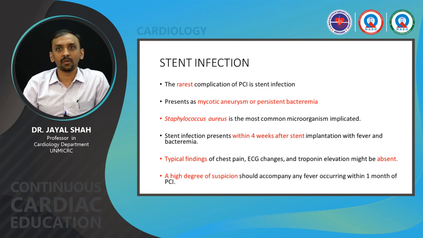Staph aureus is the most common microorganism implicated, and the stent infection usually presents within 4 weeks after stent implantation, and typical findings of chest pain, ECG or other biomarkers might be absent. A high degree of suspicion is required, in particular for any fever occurring within 1 month of PCI.